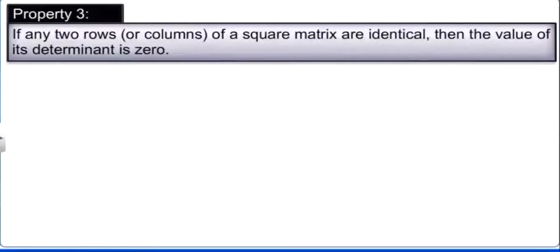Moving on to the next property. It says that if any two rows or columns of a square matrix are identical, then the value of its determinant is 0.